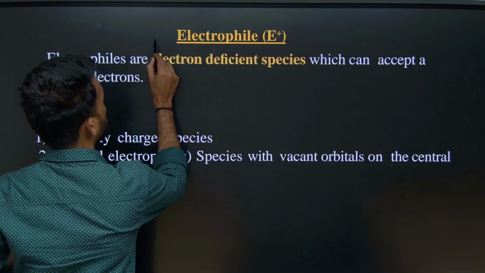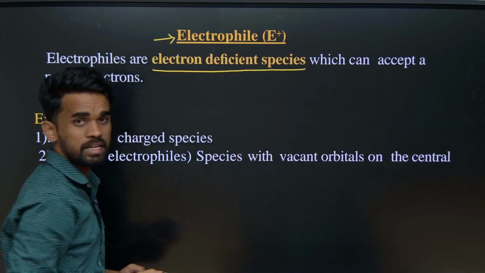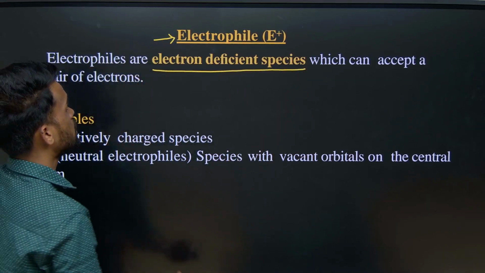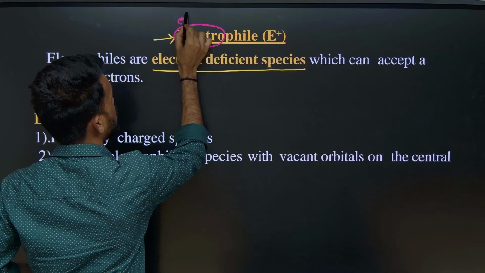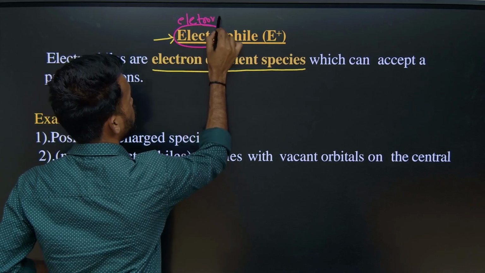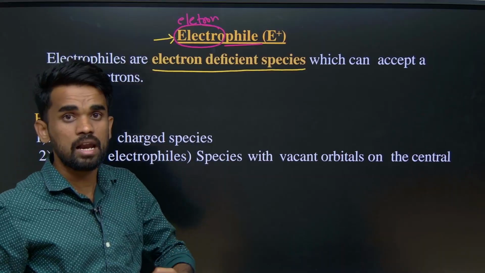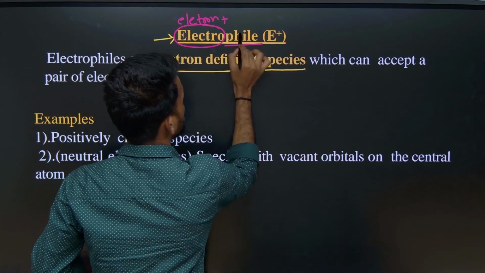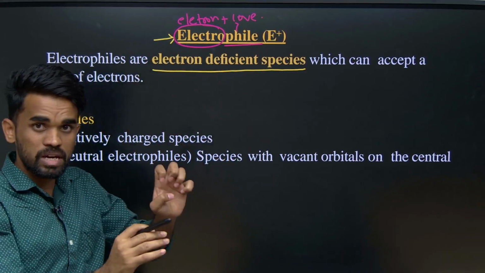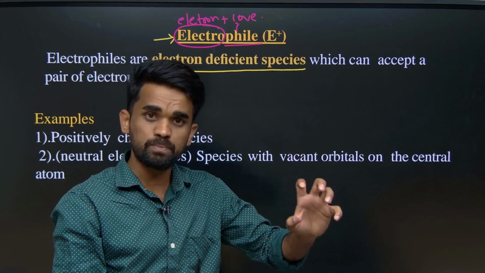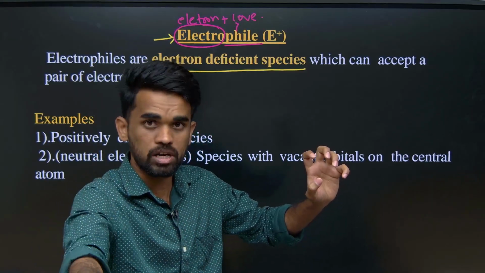Okay, so first of all, what exactly is an electrophile? Electrophiles are electron deficient species. See here the name: electro, you can just write it as electron. Phile means affinity or love. So the species we call an electrophile is having love or affinity towards electrons.